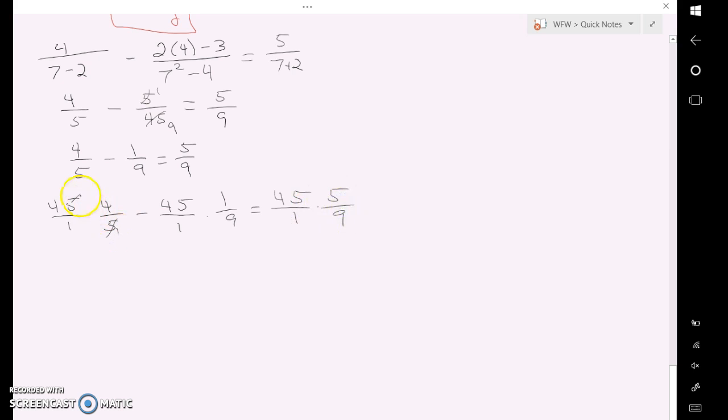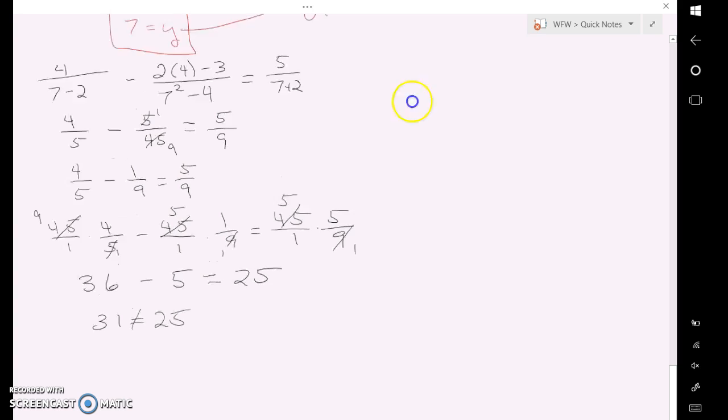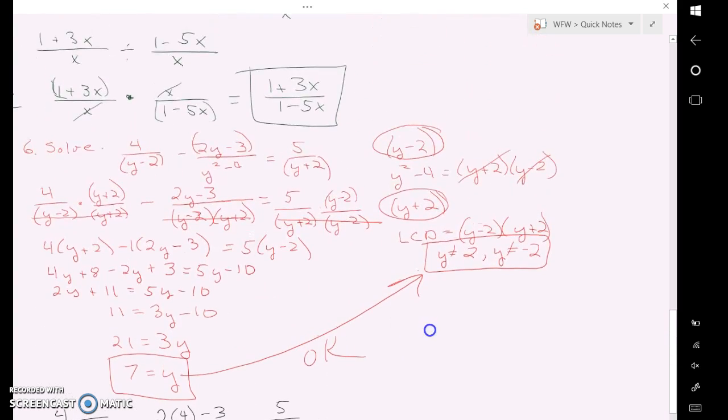5 goes into 5 one time, 5 goes into 45 9 times. 9 times 4 is 36. 9 goes into 9 once. 9 goes into 45 5 times. Minus 5 equals 9 goes into 9 once. And we see that 31 does not equal 25. So we made a mistake somewhere.